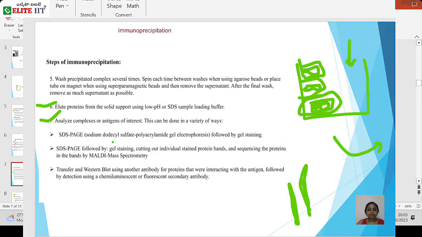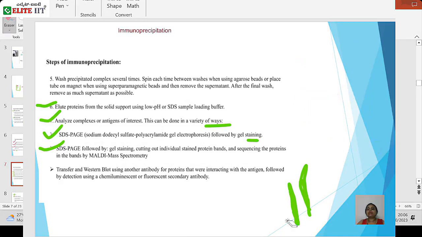Now see, this is analysis. How is analysis done? Analyze complexes or antigens of interest. This can be done in a variety of ways. It may be done through SDS-PAGE followed by gel staining. Now in the next step, what you have to do? SDS-PAGE followed by gel staining, cutting out individual stained protein bands and sequencing the proteins in the bands by mass spectrophotometry. What does that mean? What are they trying to tell you?